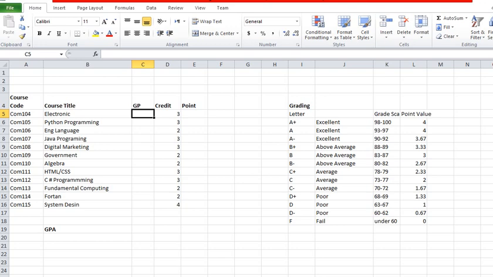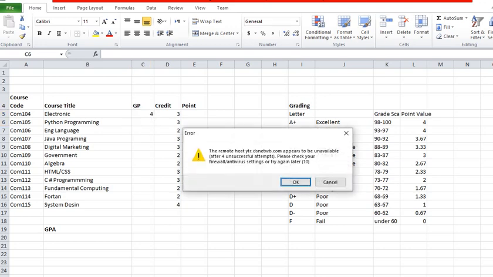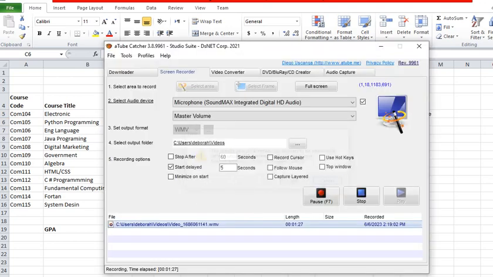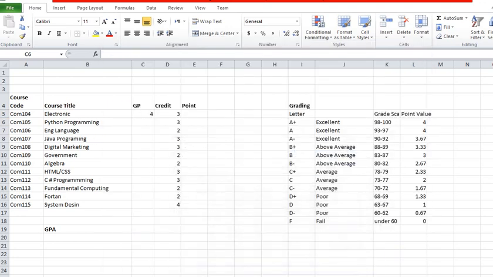in electronics. It has a 4 points. In the electronic 4 points, then 3 points, 4 points, 3 points, 2.67, 1.67. Try to enter the point score in each subject.